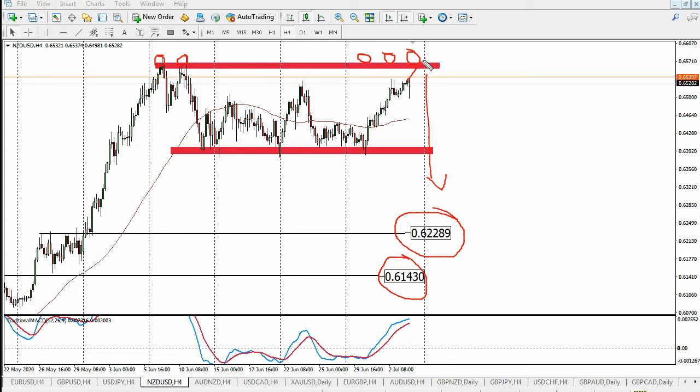Price may hit this level or break this level to trap retail traders before going down. So my view about the Kiwi USD is still a downside move.